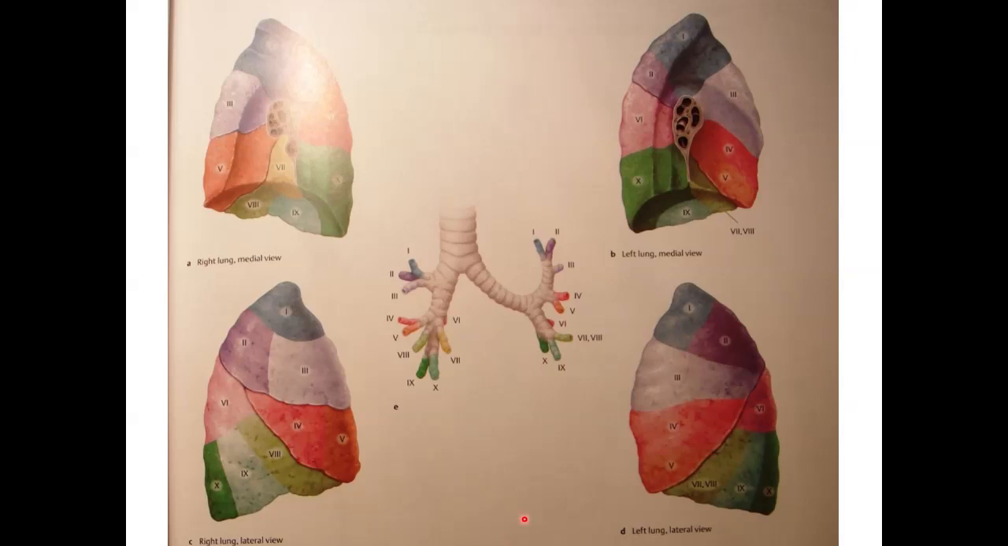And again, this picture is from the Netter Atlas of Human Anatomy textbook. And you can see here, using a comma, it's written 7th and 8th. So this is some difference between the classification which is used in Russia and in America, for example.